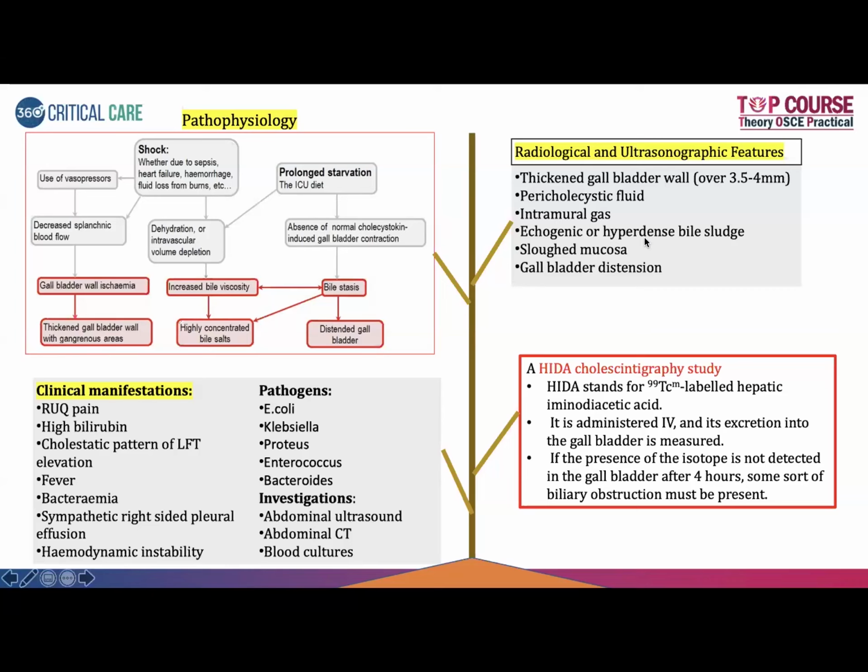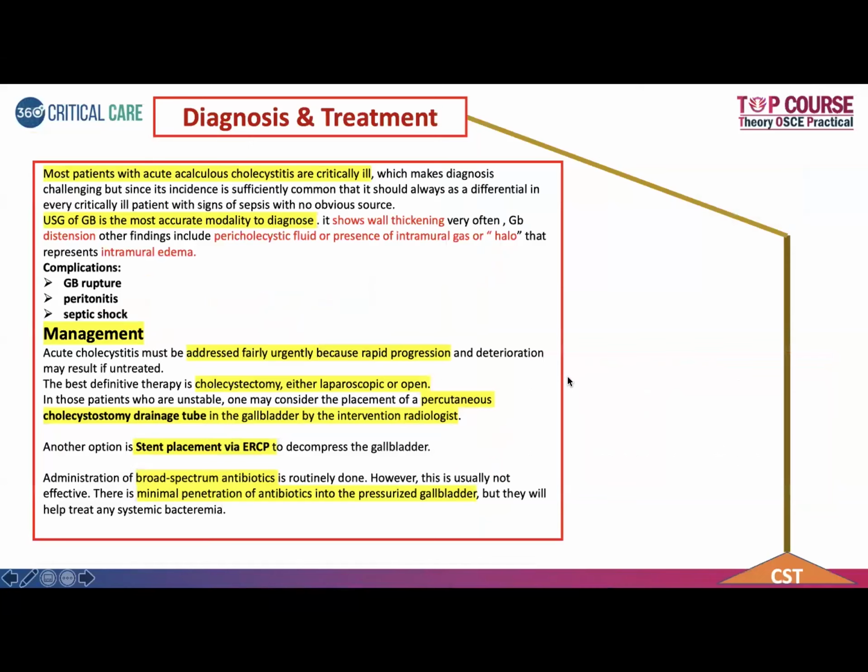Okay, and sometimes if the gallbladder is already ruptured, there will be a free wall and fluid collection in the gallbladder fossa. Okay, a sloughed mucosa, and then inside you will be able to appreciate the hyperdense bile sludge. So another most important investigation that can be done, but normally it's not available in every place, but you'll have to theoretically know this is the HIDA scan.